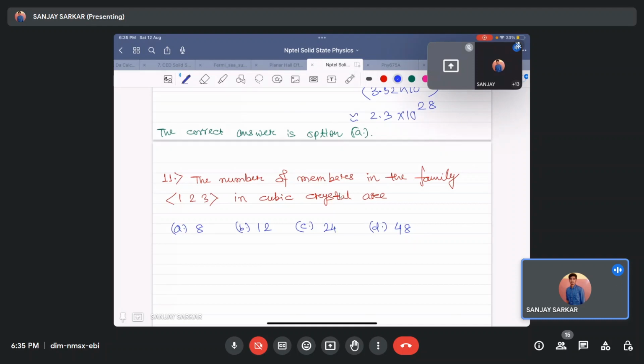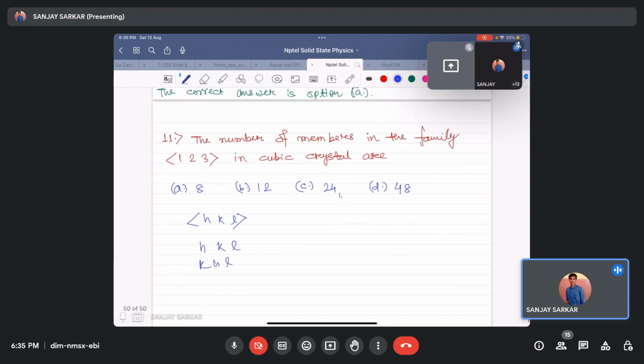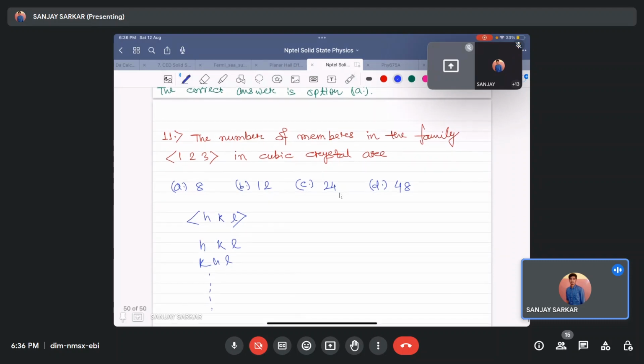So let's say if h k l are the Miller indices, then any combination of these will be called the family of h k l. You can write h k l, k h l, any permutation and combination, all of them will be included and called the family of h k l. So there will be so many of these. Also the negatives are counted, so h bar k l, h k bar l also belong to the same family.